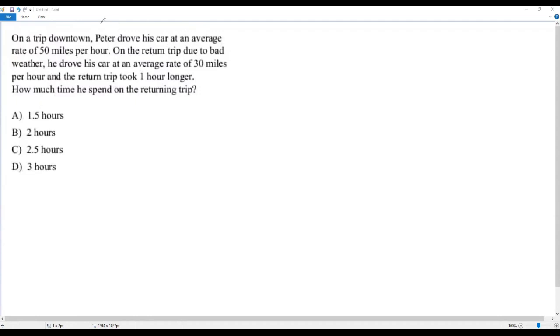Now let me draw a line segment over here, which represents the distance of his trip. Let me take point A on the left side extreme and point B on the right side extreme. When Peter drove his car from A to B, the average speed is 50 miles per hour, and let me assume it took x hours to complete the trip from A to B.